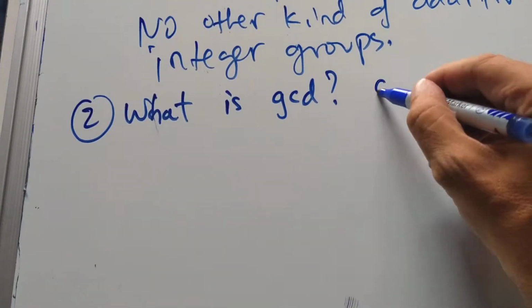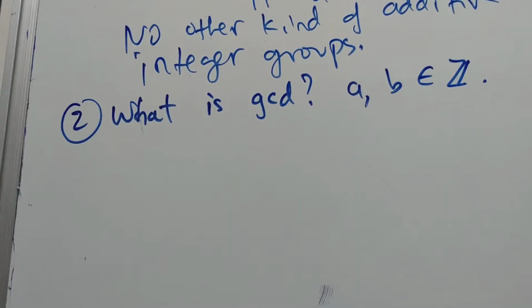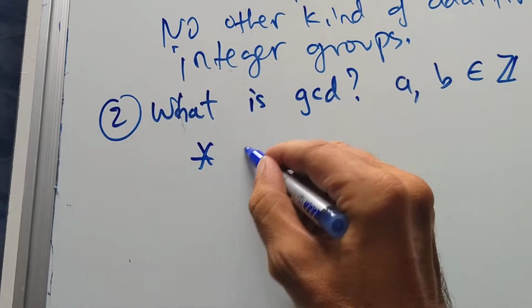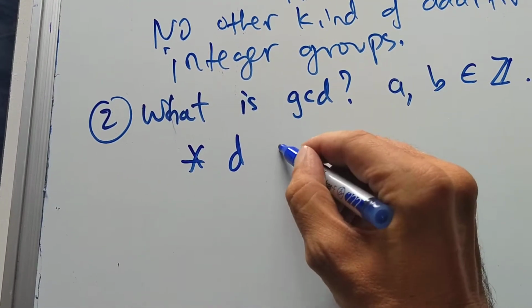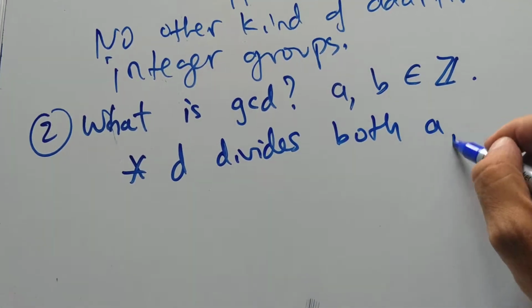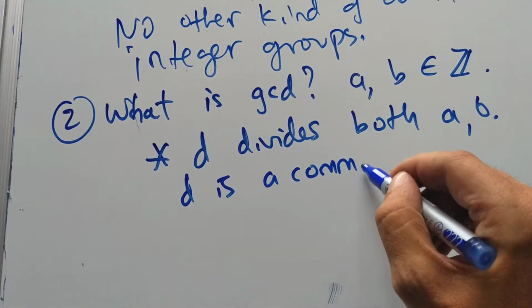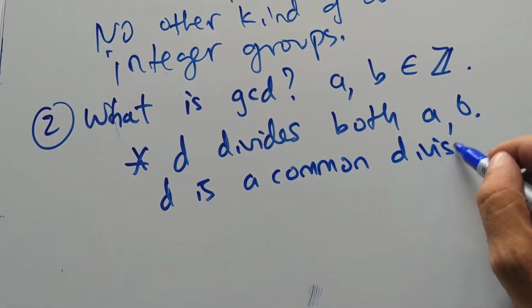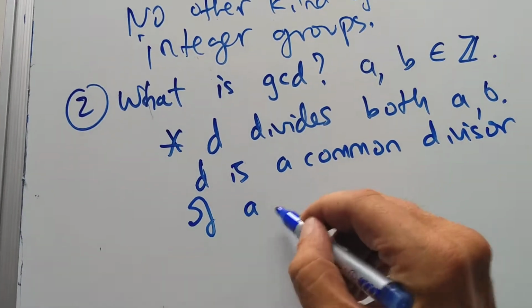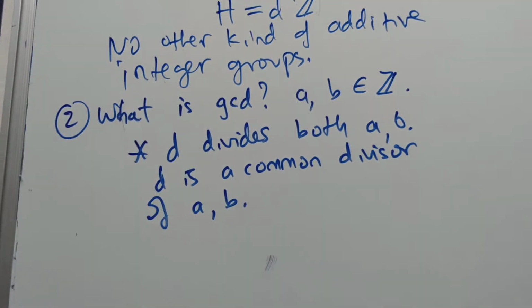All right, let's say we have two numbers, A and B. They're two integers. And we have the first part: D divides both A and B. So D is a common divisor of A and B. Okay, let's say this is true. Point one.